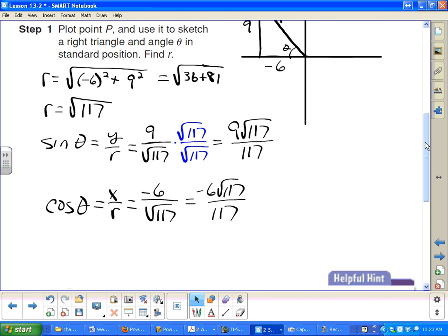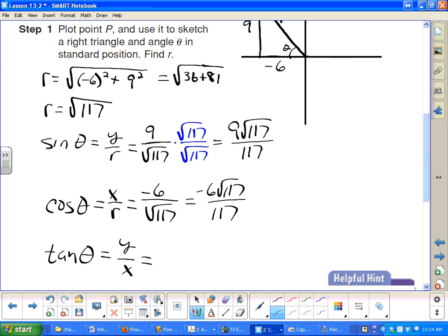All right. And then tangent of theta is y over x. So that would be 9 over negative 6, which is negative 3 halves. Okay. So there's our three main trig functions, sine, cosine, and tangent. And they want us to do all 6 of them.